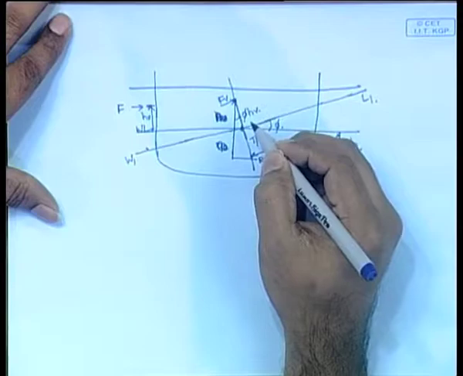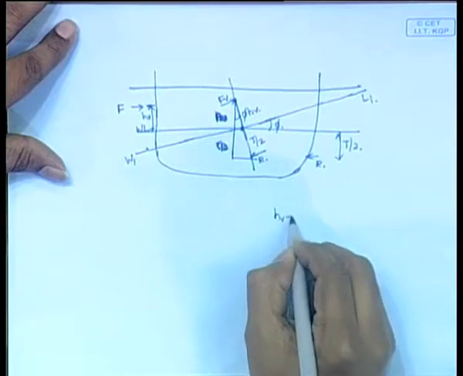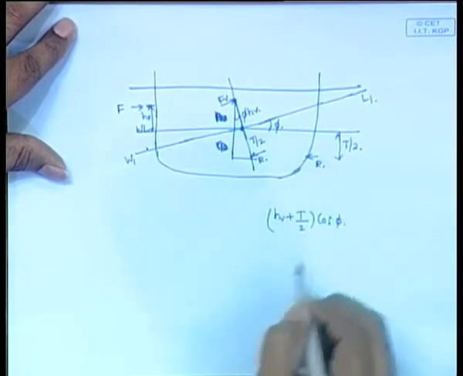Now, the vertical distance at that point between them, when it is tilted like this, is now not equal to Hv plus T by 2, it is Hv plus T by 2 cos phi. Okay.